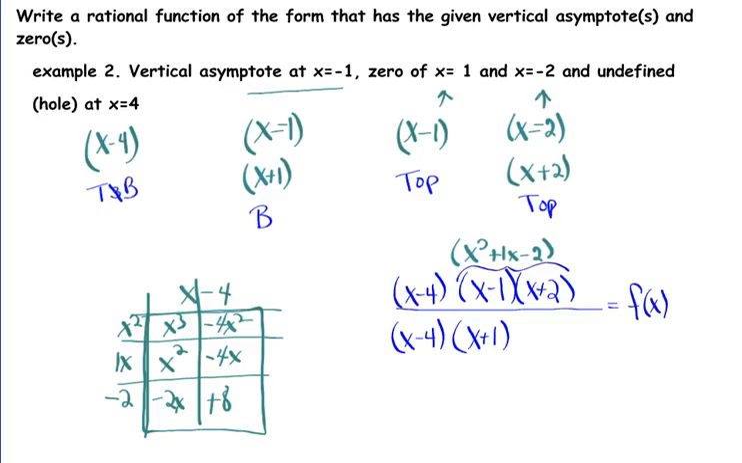The new numerator becomes x cubed minus 3x squared minus 6x plus 8 over x squared minus 3x minus 4. And there's my function.